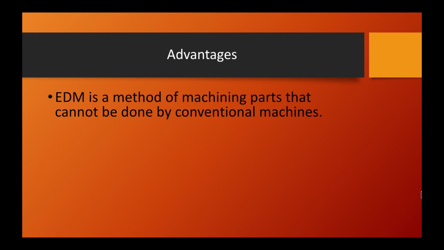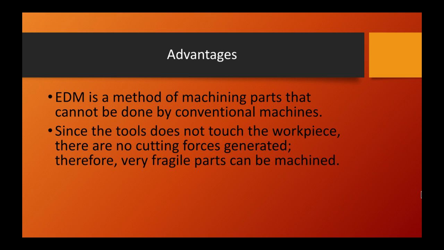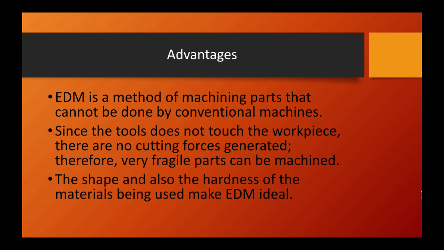So let us discuss the advantages of the electric discharge machining process. The electric discharge machining process is a method of machining parts that cannot be done by conventional machines. Since the tool does not touch the workpiece, there are no cutting forces generated. Therefore, very fragile parts can be machined. The shape and also the hardness of materials being used make EDM ideal.